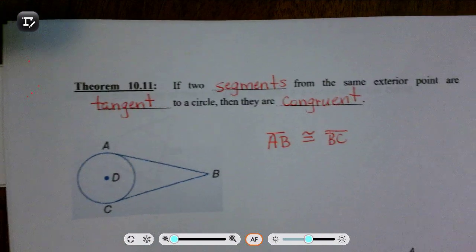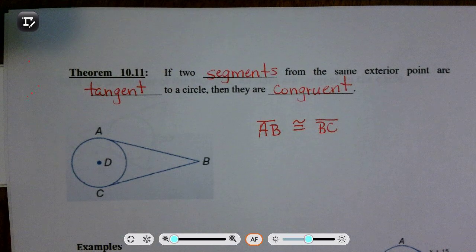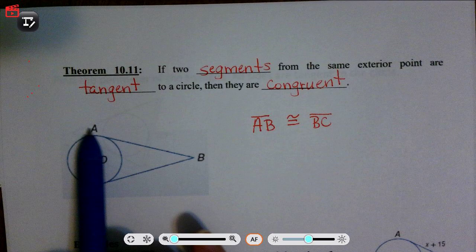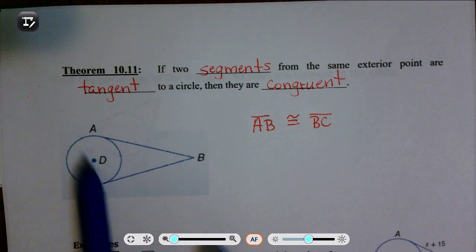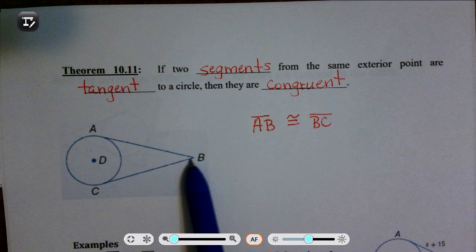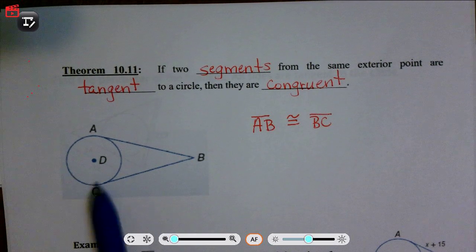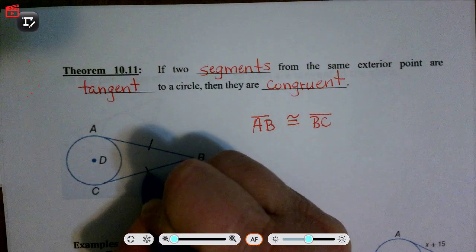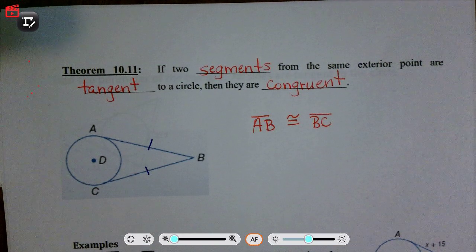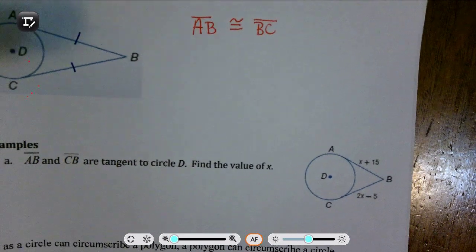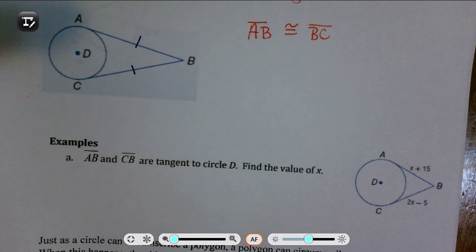The next thing we're going to look at is if two segments from the same exterior point are tangent to a circle, then they are congruent. So I have point B, and from point B, I can draw a tangent coming this way and hitting it right at point A. I also, from B, can draw a segment and be tangent to the circle right at point C. When that happens, these two segments are congruent. AB would equal BC. So with that in mind, let's take a look at this problem here.